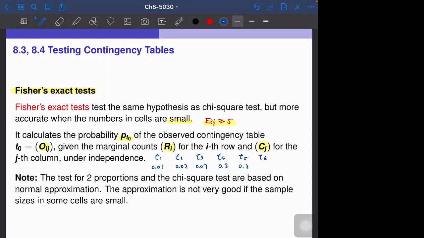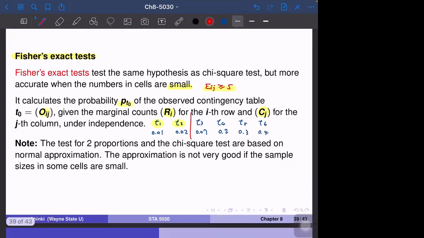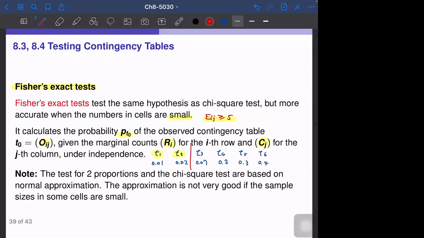0.3 and 0.4. Okay, then this T1 is the most extreme. Maybe T2 is also extreme. So if we use the 5% threshold, T1 and T2 are extreme tables, and the others are just the usual tables. We define T1 and T2 as significant, so that we reject the null hypothesis that the two factors are independent. And yeah, so that is the table.